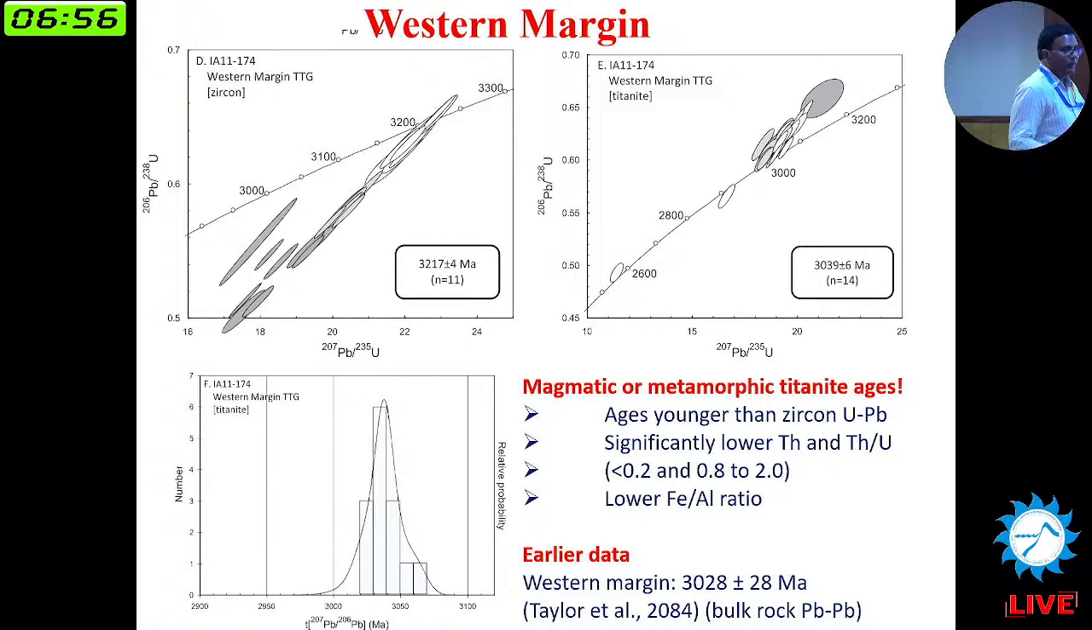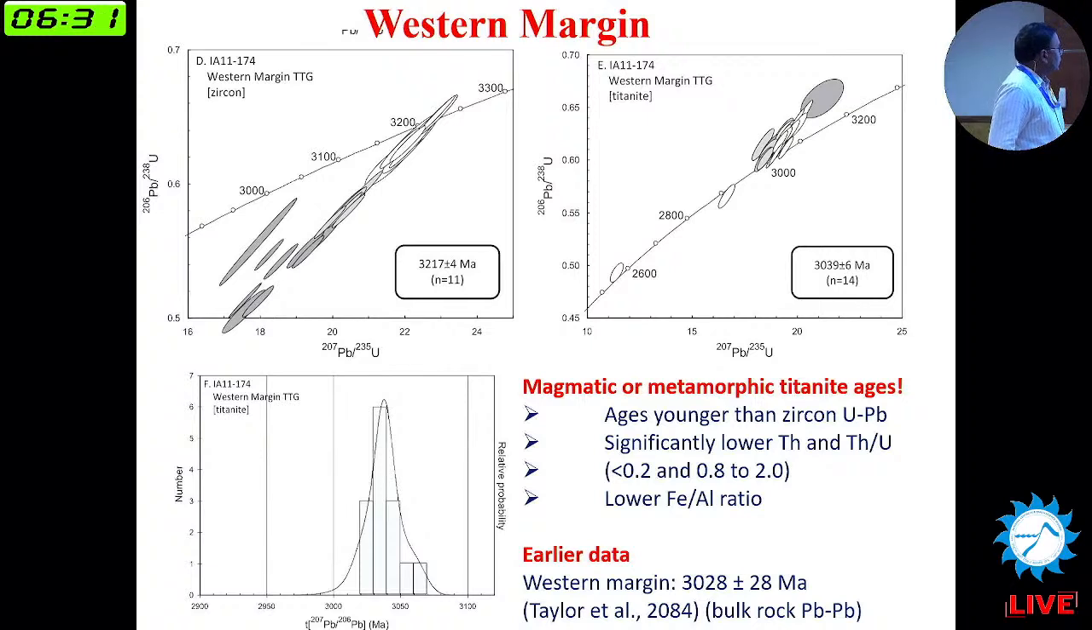As I said, we have done both zircon as well as titanite, uranium-lead. In the western margin, we have got concordant ages, 3217 million years for the western margin, and the corresponding titanite from the same sample has given 3013 million years. So this is the contrast between these two, which is very, very important.